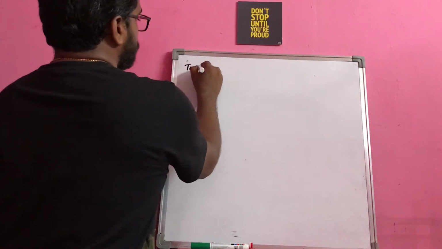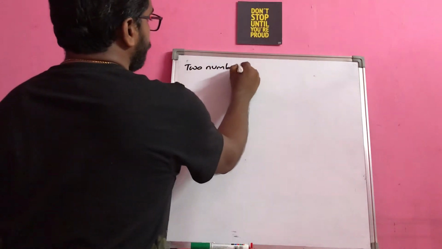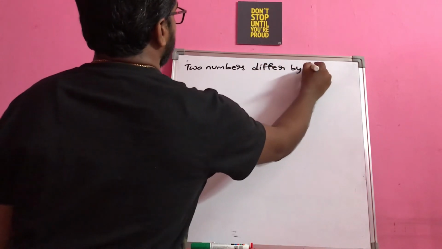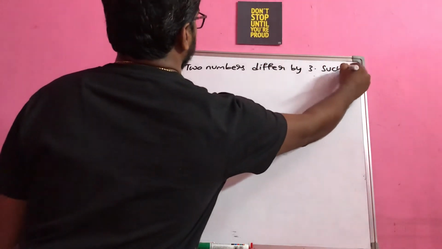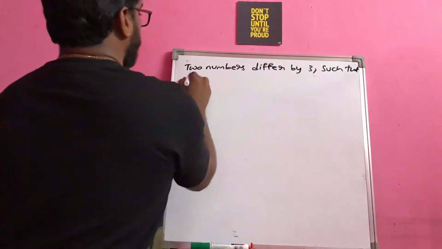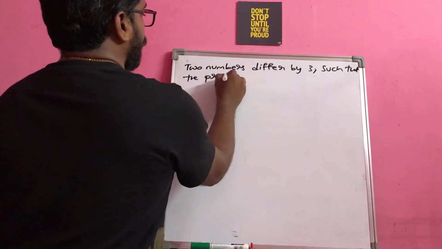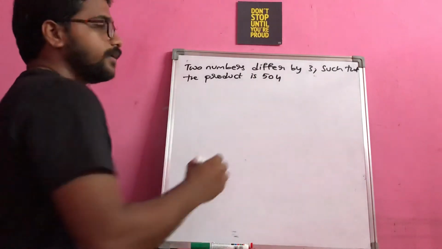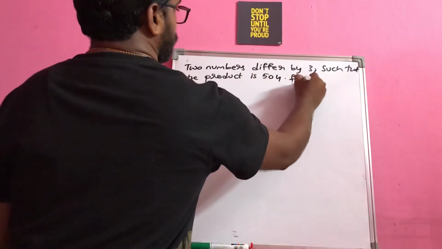Now let us see this question. Two numbers differ by 3 such that the product is 504, right? Find the numbers.